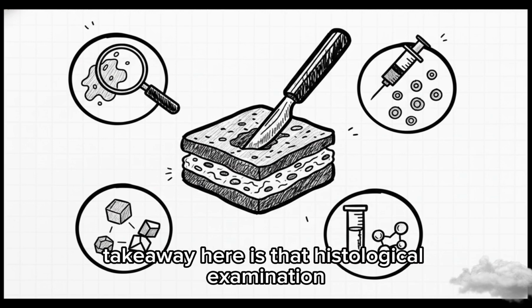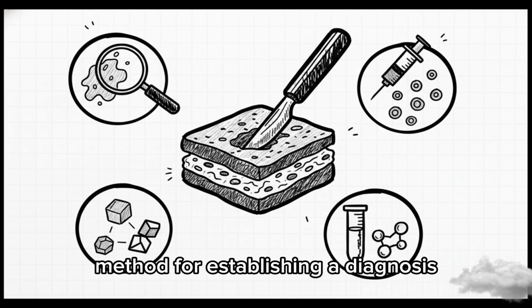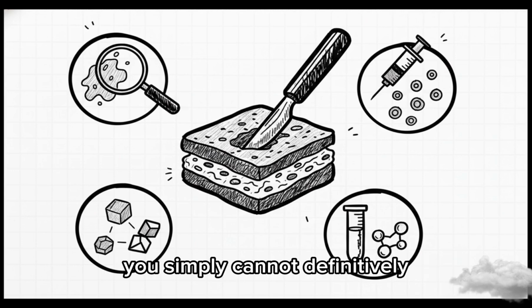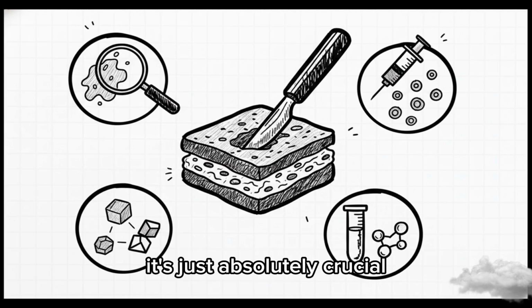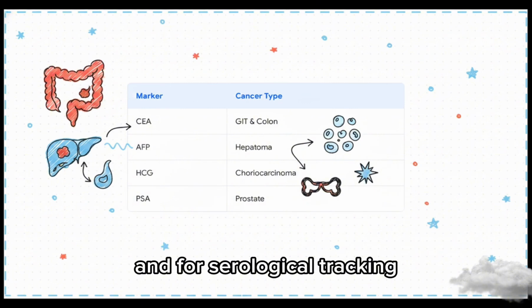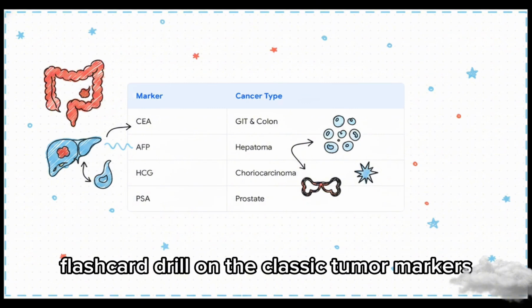But your major board takeaway here is that histological examination via an excisional or incisional biopsy is always the definitive method for establishing a diagnosis. You simply cannot definitively diagnose cancer without analyzing the actual intact tissue architecture. It's just absolutely crucial. And for serological tracking, let's do a rapid-fire flashcard drill on the classic tumor markers.